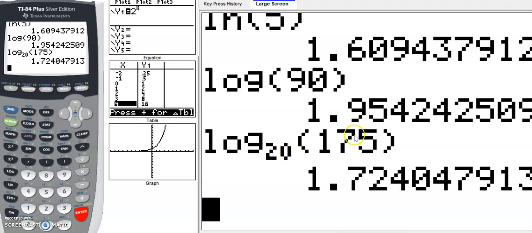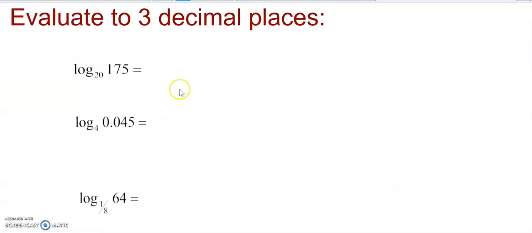Again, this is saying 20 to what power equals 175. And so that should be less than 2. So 1.724. Sorry, that's a little bit sloppy there. That was a 7, obviously.